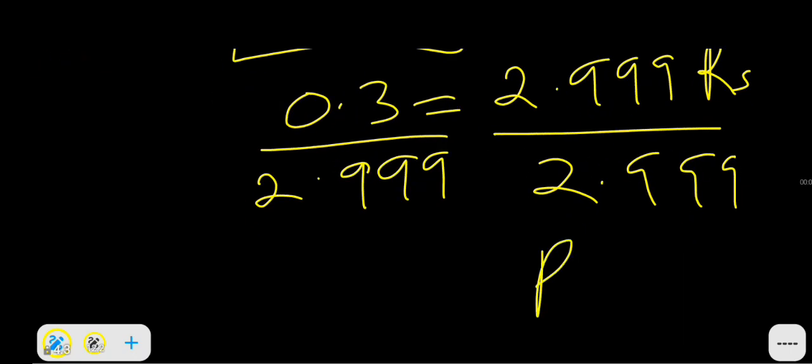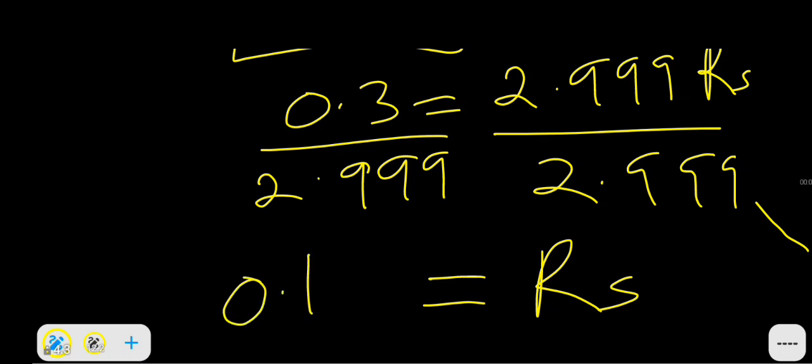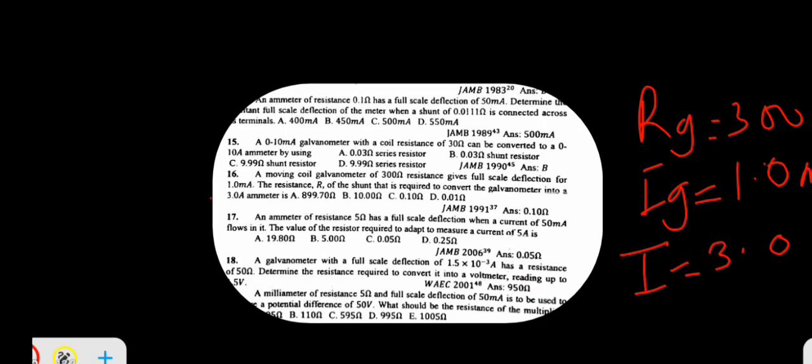So you have Rs on this side. On this side, you have 0.3 divided by 2.999. If you divide that, you will get 0.1 ohms. So you need to connect a shunt resistance of 0.1 ohms, which is option C.